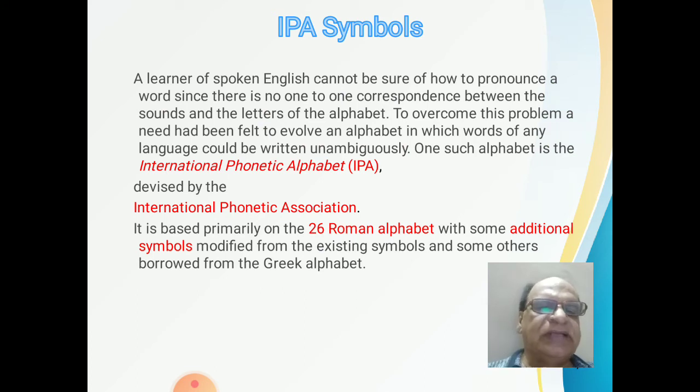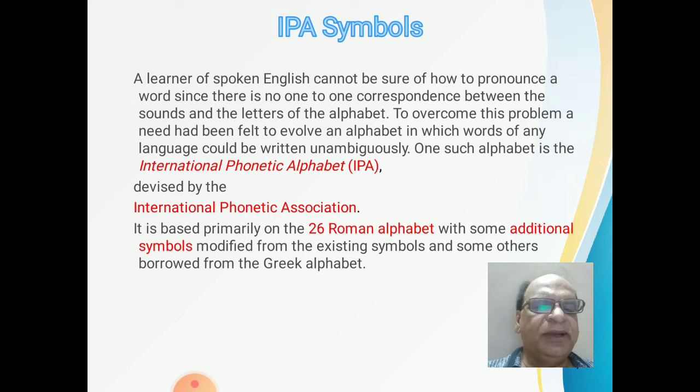We have taken these IPA symbols. A learner of spoken English cannot be sure of how to pronounce a word since there is no one-to-one correspondence between the sounds and the letters of the alphabet. So from the spellings, you cannot make out how a word is to be pronounced. To overcome this problem, a need was felt to evolve an alphabet in which words of any language could be written unambiguously, that is, clearly.